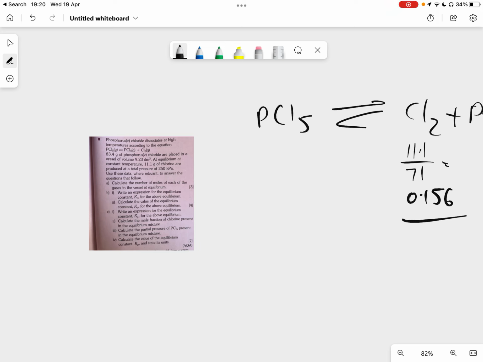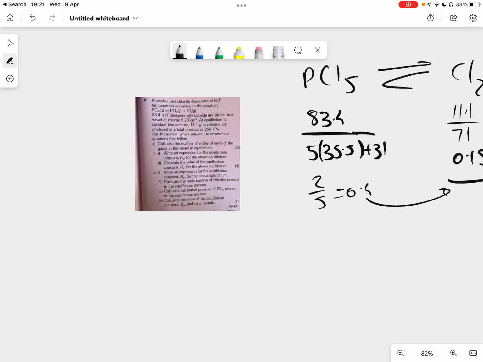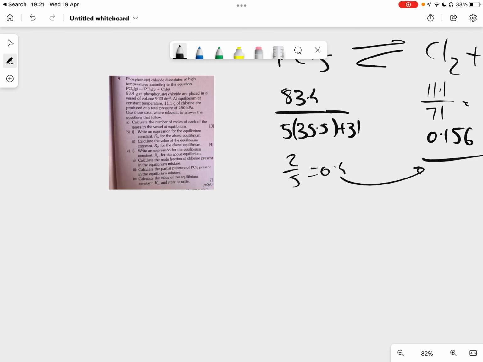Now the PCl5 is a bit different. So PCl5, we're told we have 83.4 grams. Divide that by 5 times 35.5 plus 31, which is going to be about 208. So 83.4 over 208 gives you 0.4. Now we're told that's at the start, so we actually have to subtract, because, if you remember from one of my videos on my YouTube channel, we have to create a table. So I'll do that now because we might need it further on in the question.